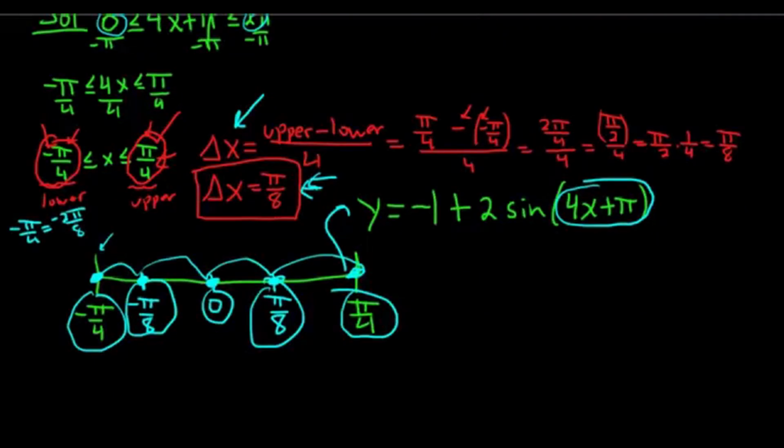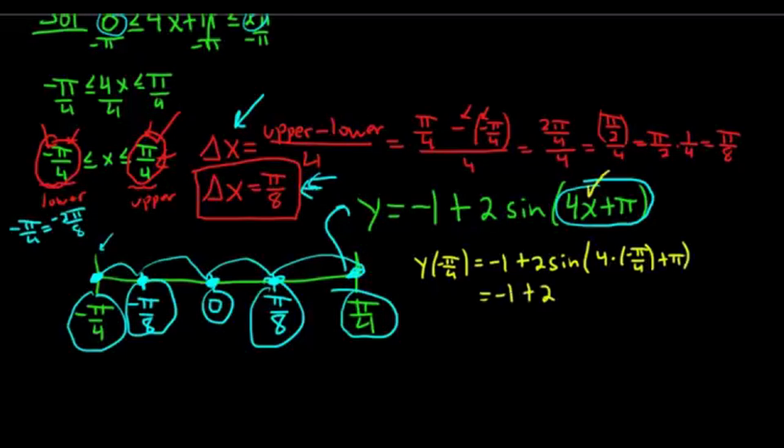So first we're going to plug in negative pi over 4, I guess. So negative pi over 4, that's negative 1 plus 2 sine of 4 times negative pi over 4 plus pi. So this is the grunt work, okay? We're plugging in negative pi over 4 here.